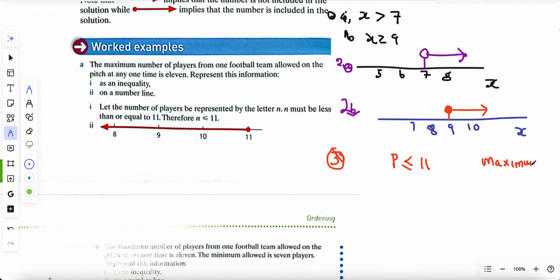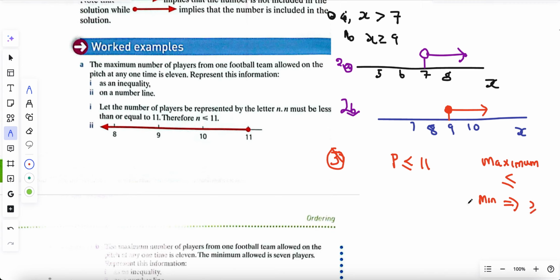Maximum means lesser than or equal to. At least or minimum. Okay, minimum, permit me to write just min, M-I-N. Minimum means what? It means greater than or equal to. This one represents greater than or equal to. Or at least, if you hear the word at least, it also means minimum.